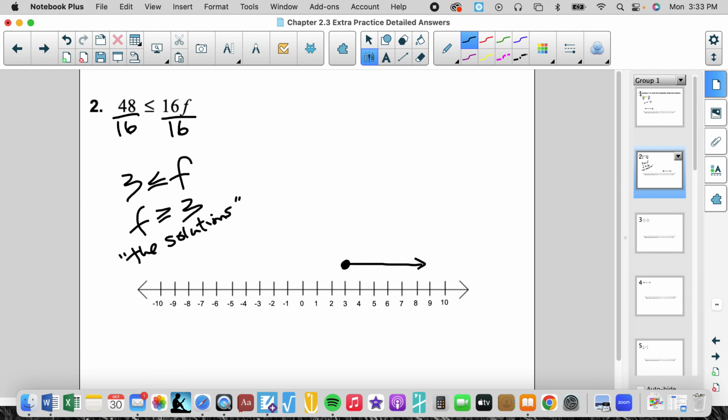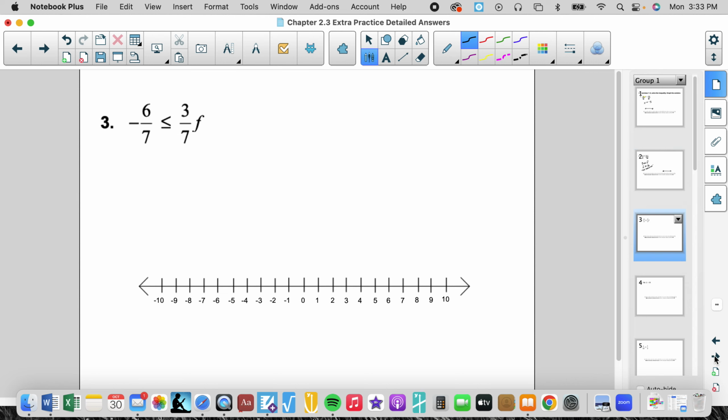So you don't have to rewrite it. If you understand 3 less than or equal to f produces values that are greater than or equal to, you don't have to. This is a great one. Anytime a fraction is multiplying our variable, we can use the inverse operation of multiplying by a fraction, which is multiplying by its reciprocal. We're going to multiply by 7/3. We're not going to multiply 7 times -6 to get -42, and we're not going to multiply 3 times 7 to get 21. We are going to cross cancel. It is way more efficient to cross cancel.